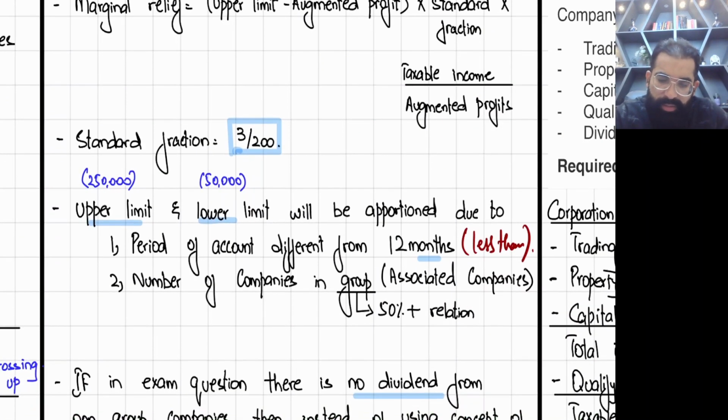I hope you can see this. These 51% group of companies are also called associated companies. See, associate has come from association. Association means relationship, and here the relationship means control relationship. See, 50% plus.